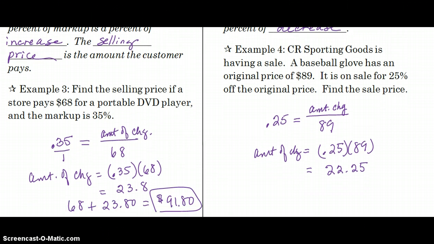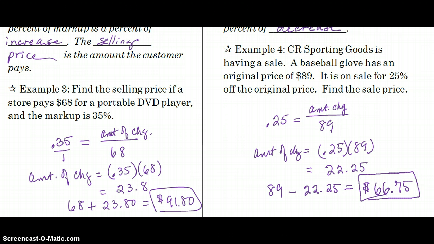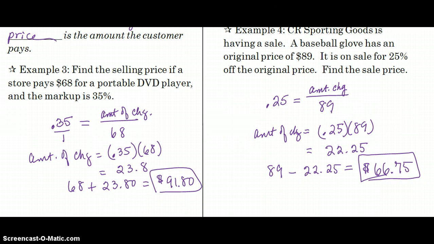That's the discount. So we'll say 89 minus 22.25 gives us a cost with it on sale of $66.75. What a bargain, what a deal. All right, there are other ways to work these problems, but I want you to be practicing using our percent of change ratio. Thank you and have a great day.